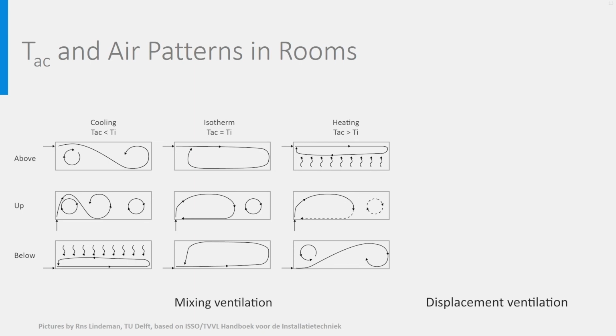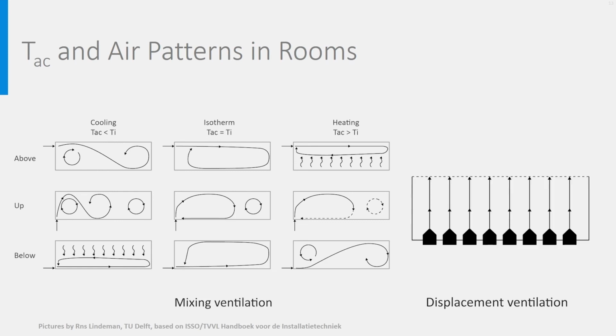In what is called displacement ventilation, the velocity of air is much smaller and the air is supplied with a large number of small valves. On the other side of the room, a large number of small valves is used to exhaust the air. This time, you can see that there are no swirls. The air moves straight away. The whole room is ventilated, but there is almost no air mixing.